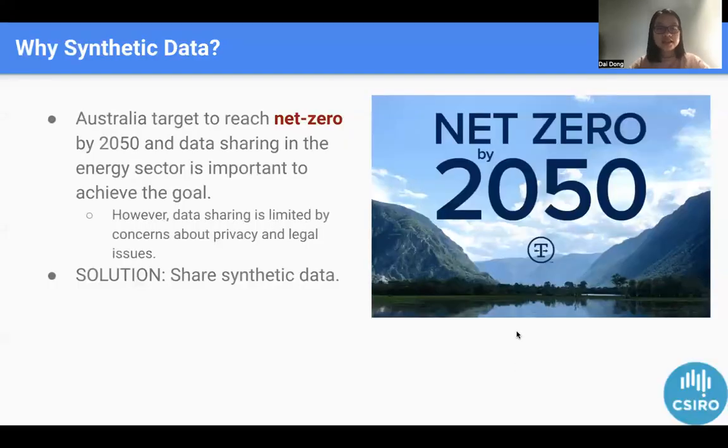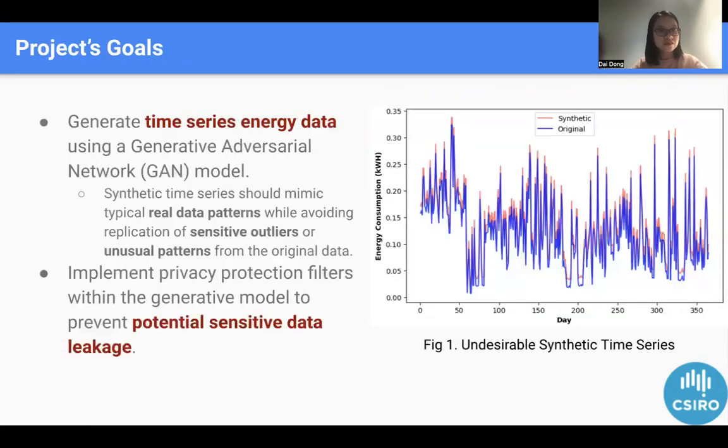So why do we need synthetic data? Australia, alongside many other countries, has targeted to reach net zero by 2050, and data sharing in the energy sector is important to achieve that goal. However, data sharing is limited by concerns about privacy and legal issues. So one emerging solution right now is that instead of sharing real data, we're going to share synthetic data that has similar characteristics and patterns to the real data.